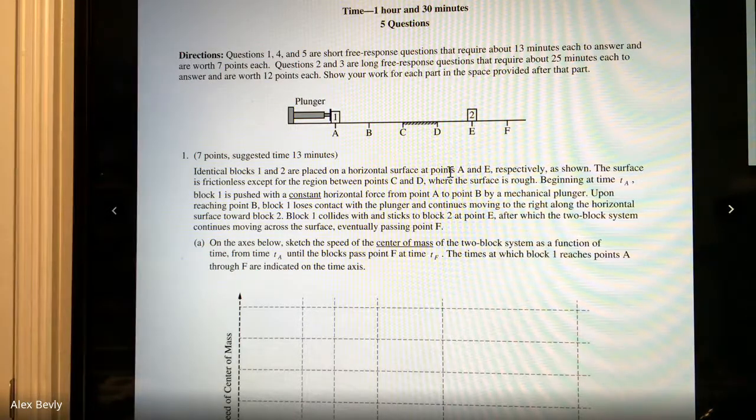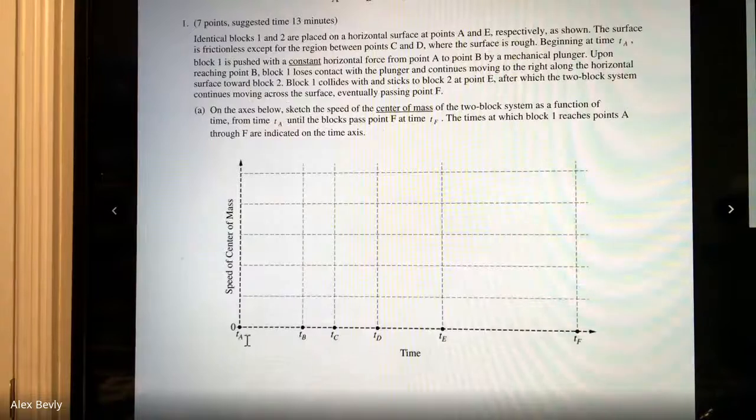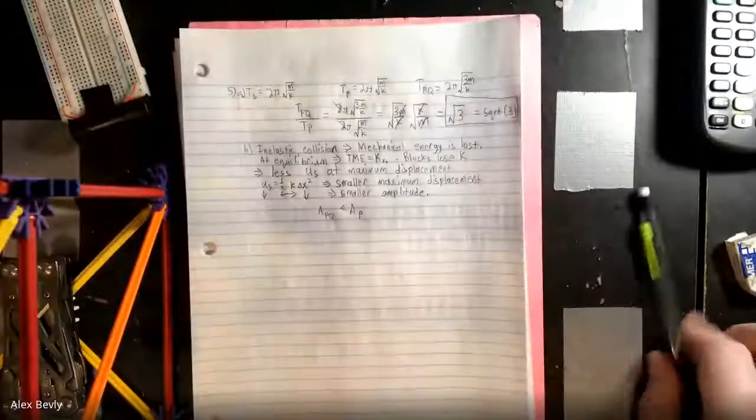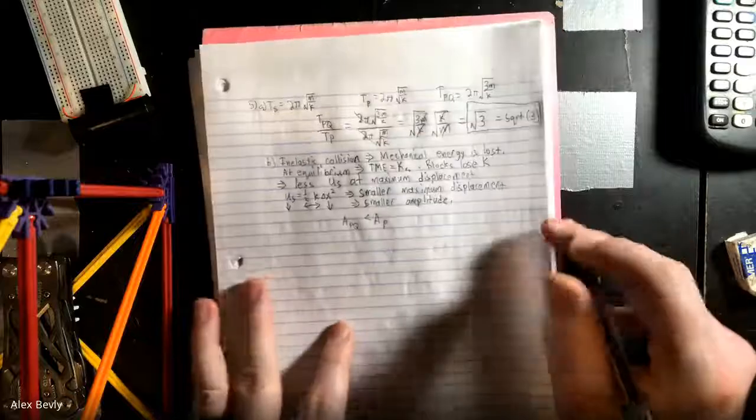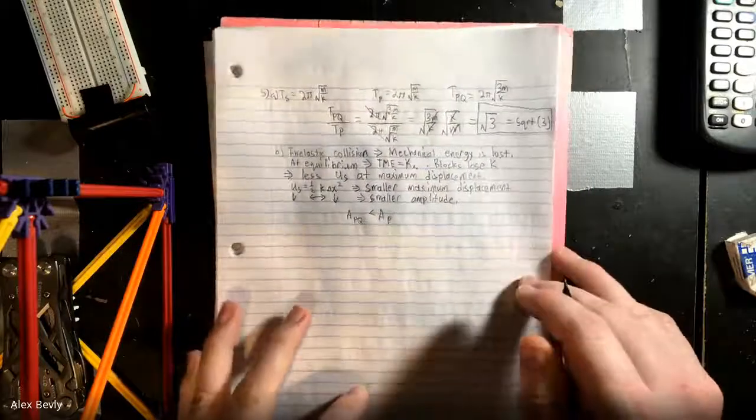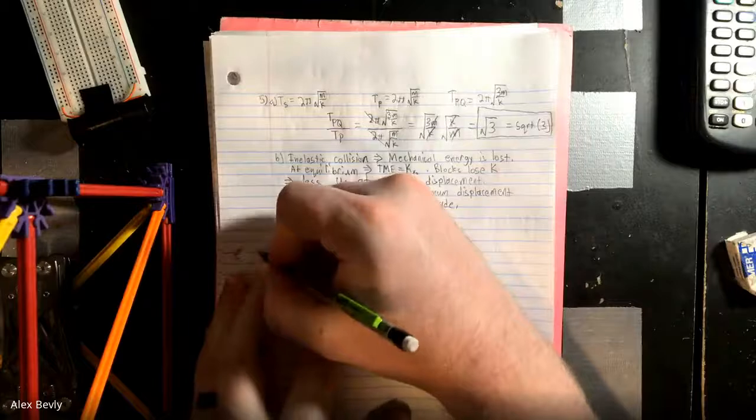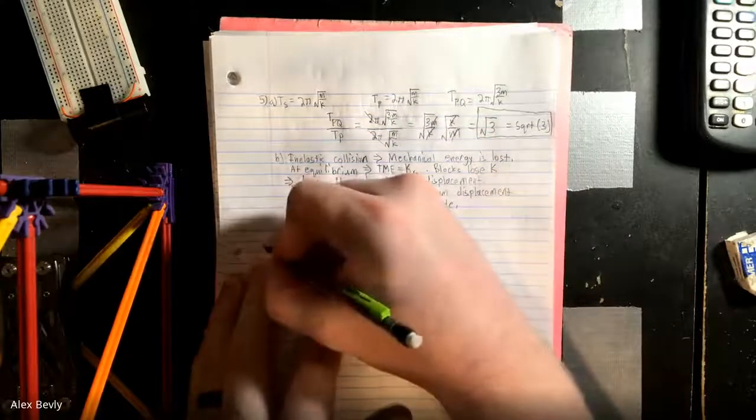point F at TF. So on our graph here, we have A to B when the block is getting launched, B to C along a frictionless surface, C to D where we have friction, D to E with no friction before the collision, E is when the blocks collide, and then E to F, the blocks slide along without friction again. So here we have speed versus time. So this is a kinematics question. Not that we're using the kinematic equations, but it is kinematics.